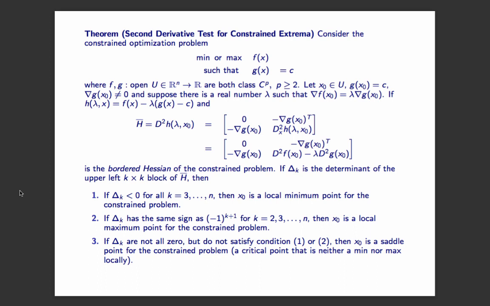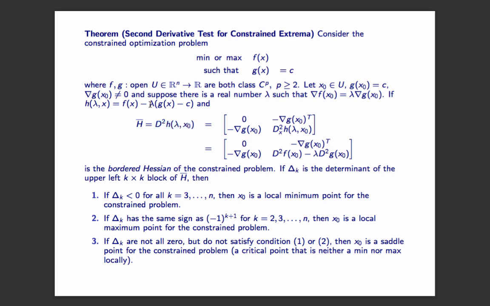Also suppose that x naught satisfies the Lagrange multiplier conditions. In other words, the gradient of f at x naught is parallel to, or a scaling of, the gradient of g at x naught. Then if h is the penalized objective function we discussed earlier, in other words, h of lambda, x is f of x minus lambda times g of x minus c, and h bar is the Hessian of this h, where h bar is the second derivative of h.